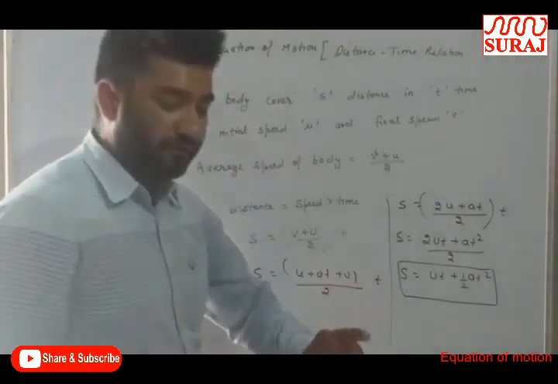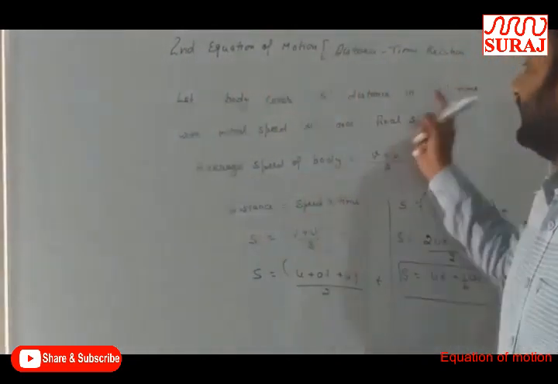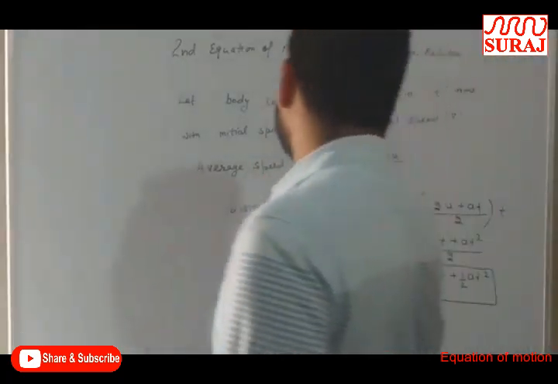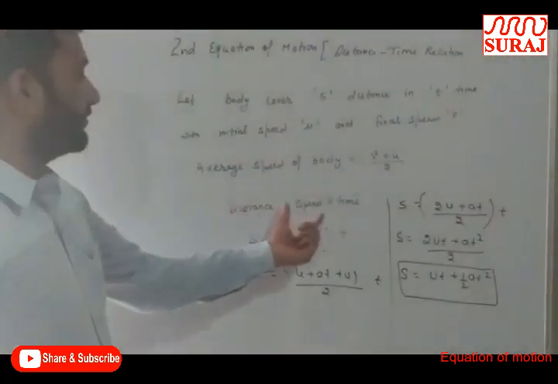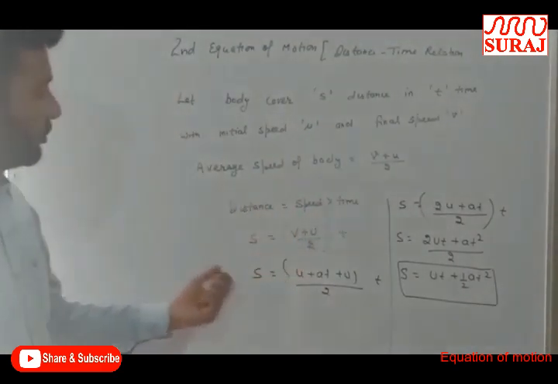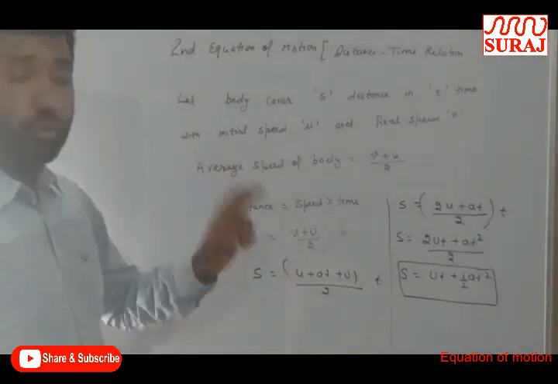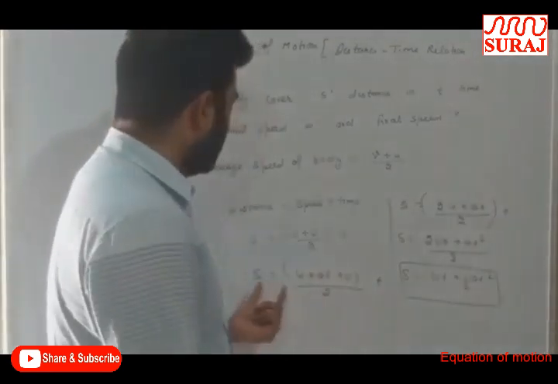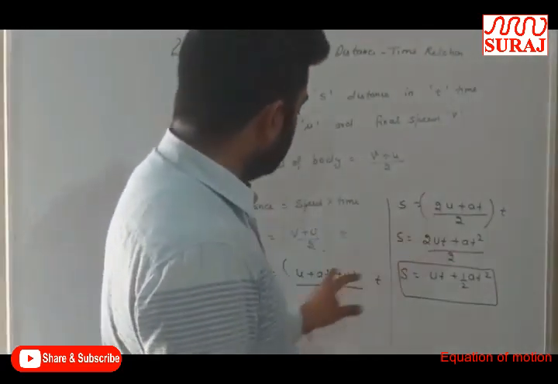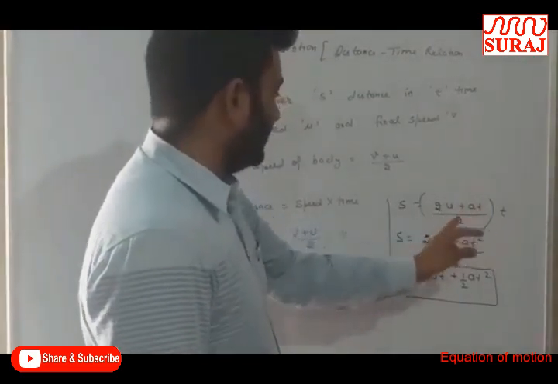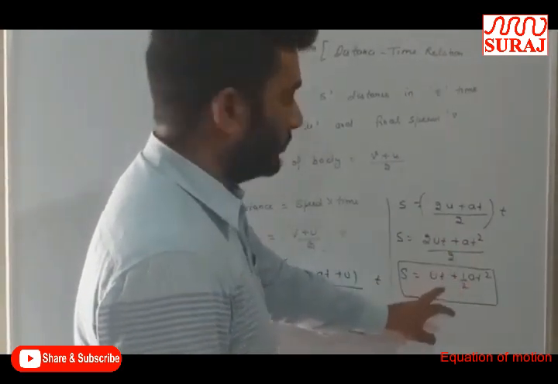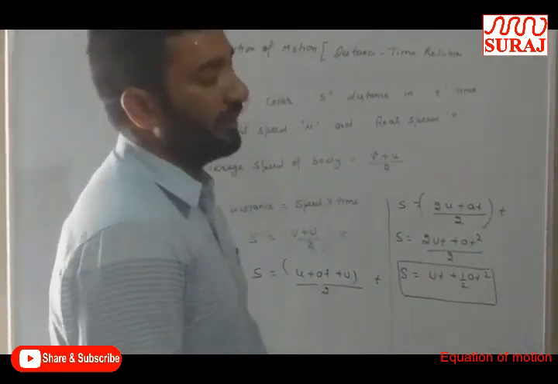Dear students, we have a body which covers the distance s in time t with initial speed u and final speed v. So their average speed will be equal to v plus u by 2. So distance is equal to speed into time. From here s is equal to v plus u by 2 into t. We know that v is equal to u plus at from the first equation of motion. So s is equal to u plus at plus u divided by 2, into t. So s is equal to 2u plus at divided by 2 into t. So s is equal to 2ut by 2 plus at square by 2. So from here s is equal to ut plus half of at square.